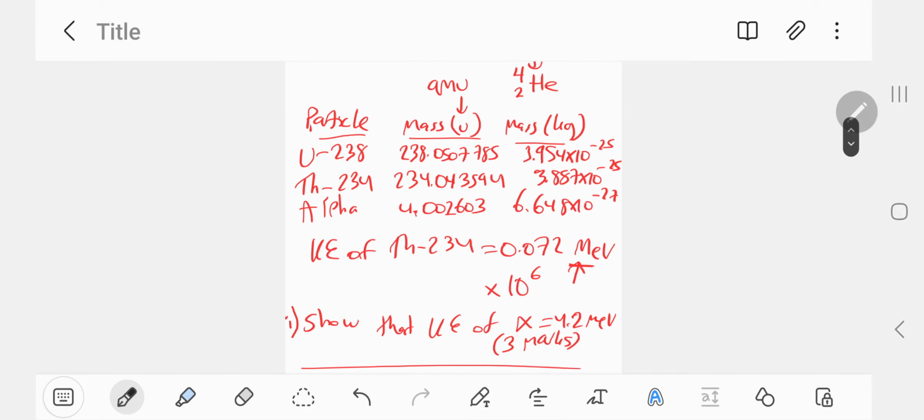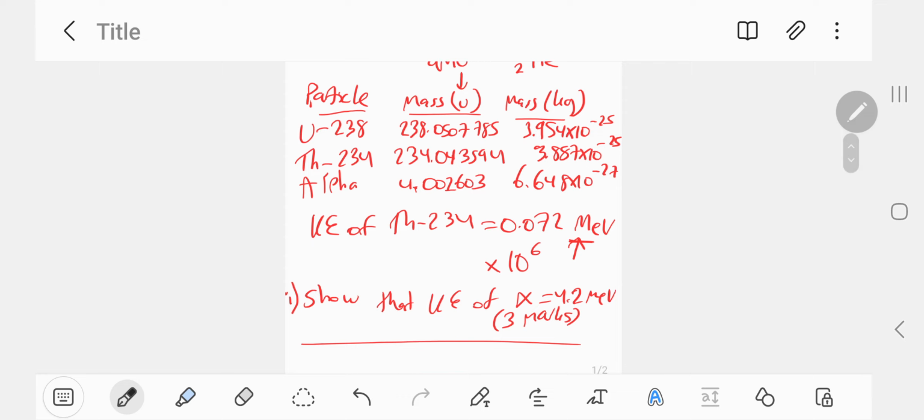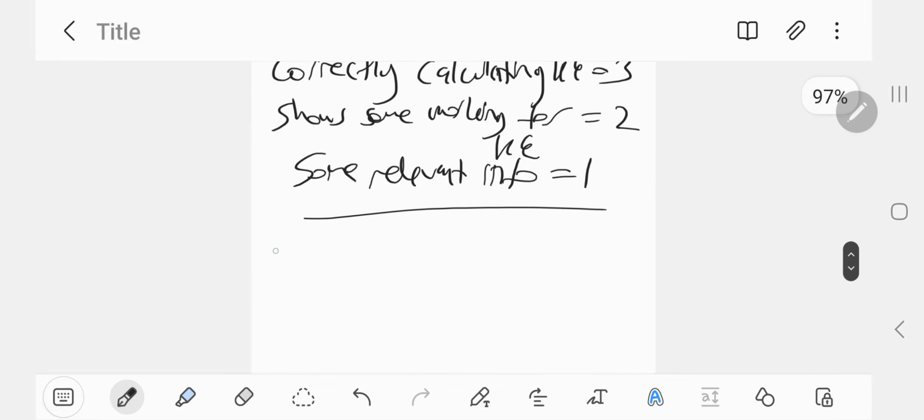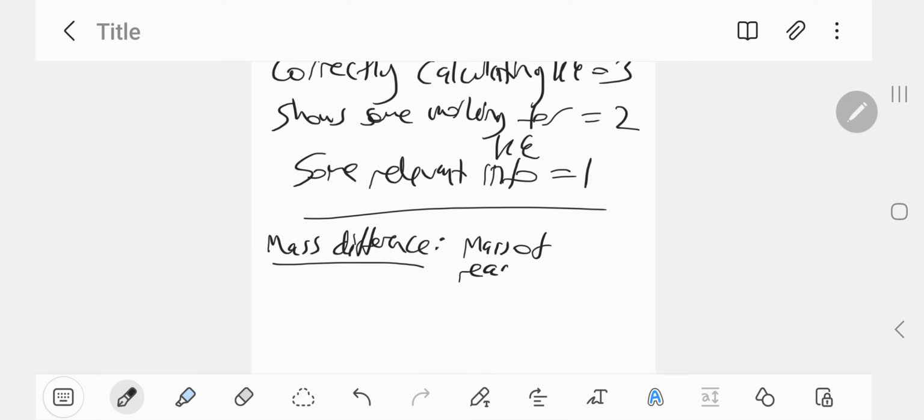So we need to use what's given in the table. That's a hint there as to what we need to be doing, using the table of values. So the first step is to work out the mass difference or the mass defect. And the way you do that is you go mass of reactant minus mass of products.